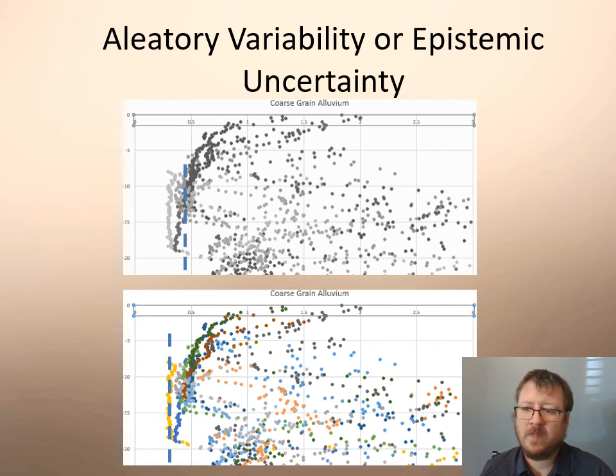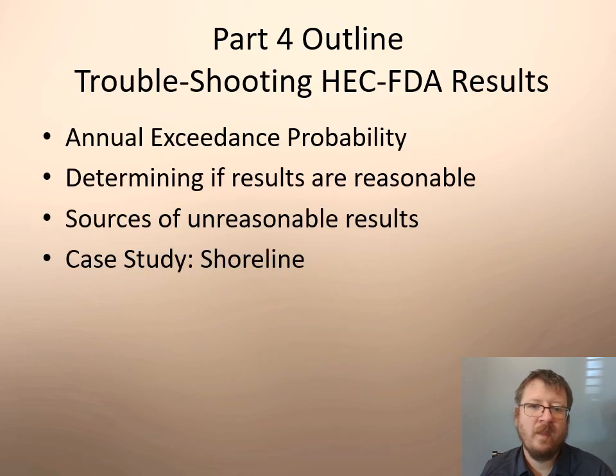All right, we're gonna go on. So here's what we talked about: exceedance probability, determining if the results are reasonable, and sources of unreasonable results, and we used shoreline to talk about some common problems and make people aware of them so that they can be handled.